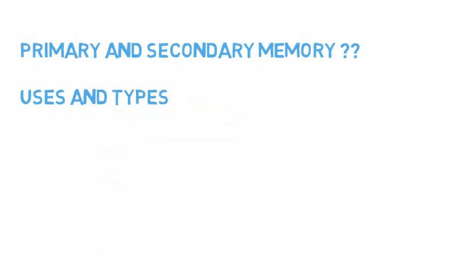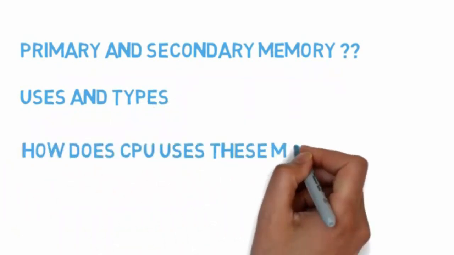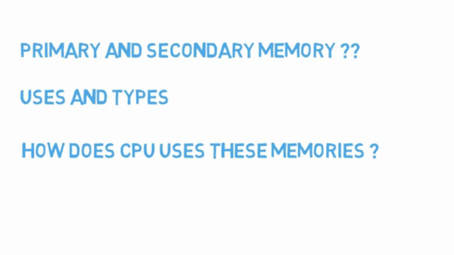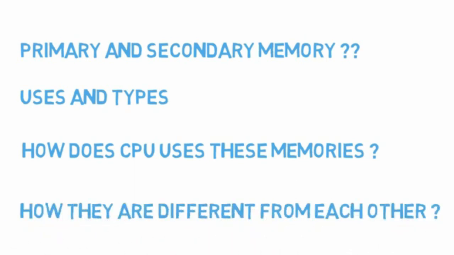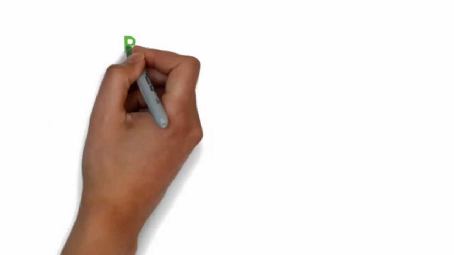And how does the CPU use these different types of memories like RAM, ROM and other storage devices? And also how are these memories different from each other? Let's see. There are two types of memory in a computer, primary memory and secondary memory. Let's start with primary memory.